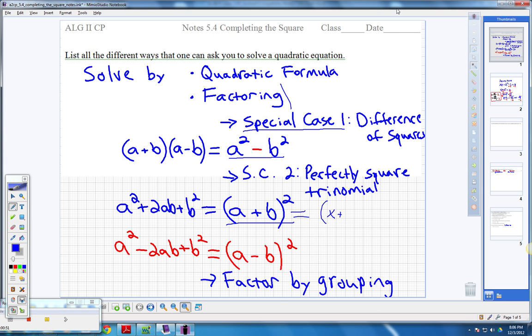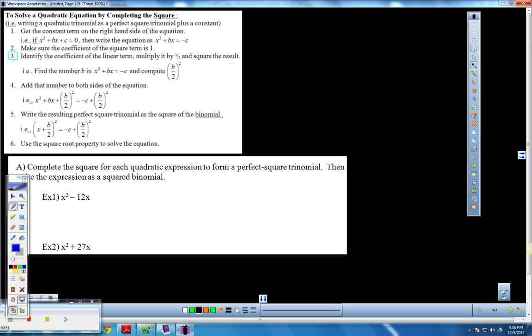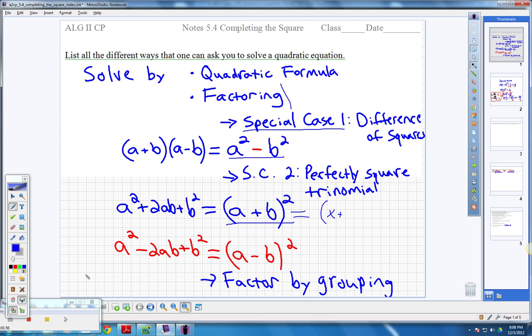Mr. Claxton, that would be a plus b, not x plus b. Let's get your mind in the game, right? So we'll go ahead and erase that. So a plus b times a plus b.